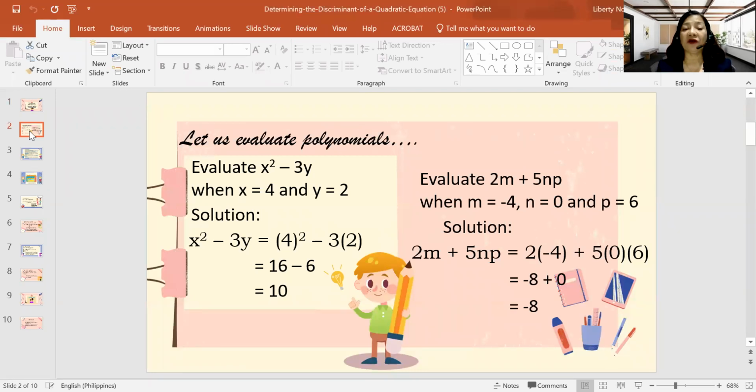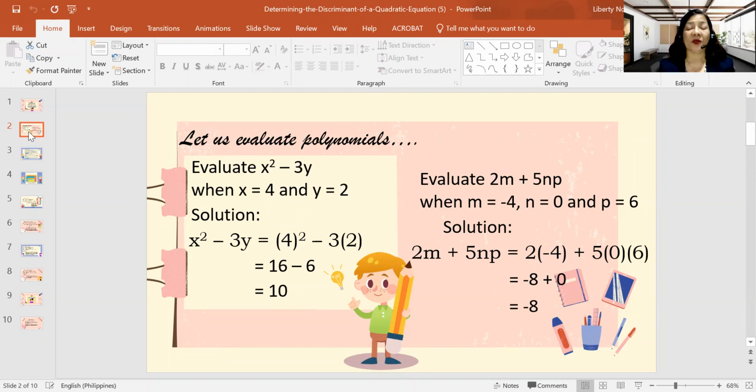How to solve it? Of course, we need to substitute the given values for our variables x and y. X squared minus 3y will give us 4 squared minus 3 times 2, substituting 4 for x and 2 for y. If we simplify it, 4 squared gives us 16, and 3 times 2 gives us 6. Therefore, 16 minus 6 is equal to 10. So, evaluating x squared minus 3y gives us the value of 10.